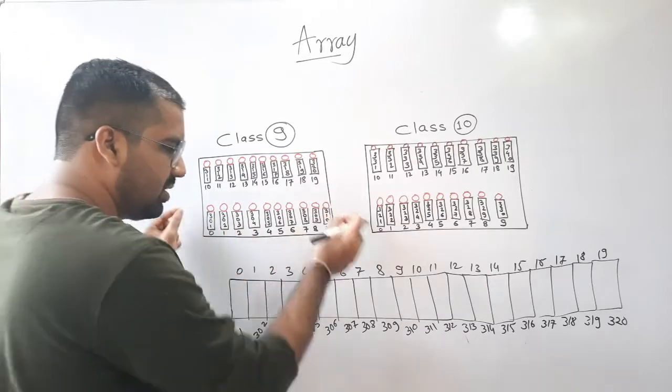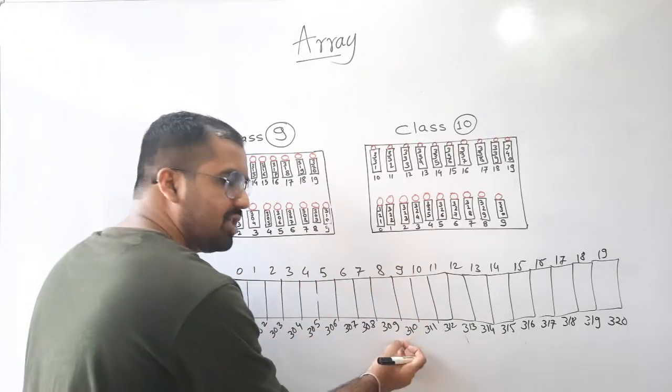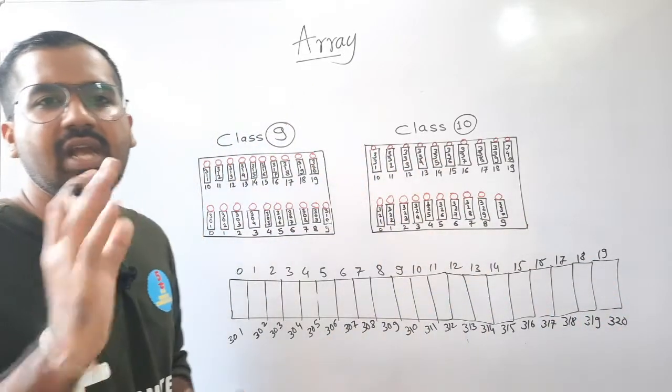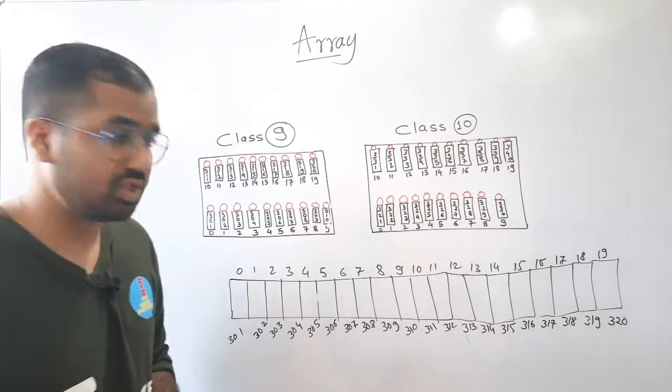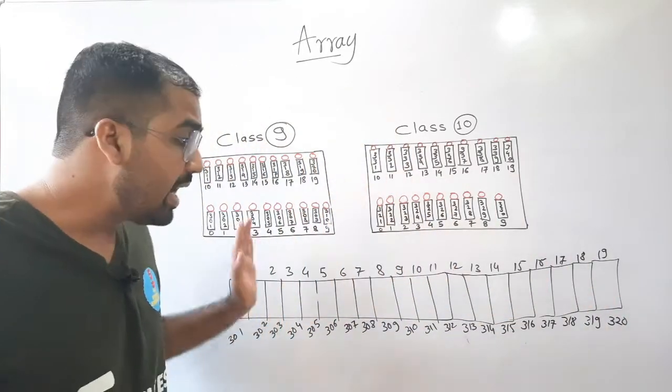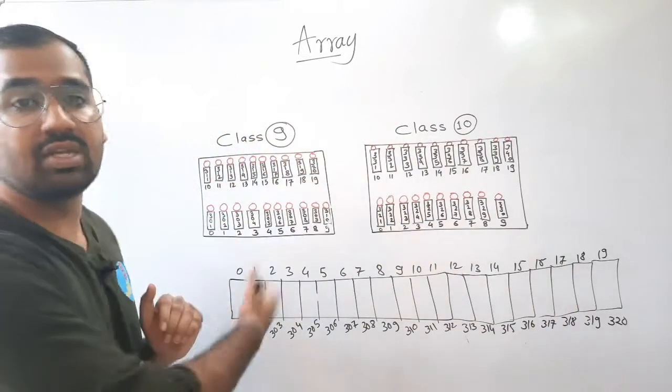Nothing else I have done, just took the first 10 benches, placed it here, then the next 10 benches and placed it here. This is the key feature of your array data structure, that all the data elements, array elements are being stored in contiguous memory locations in this respective way.